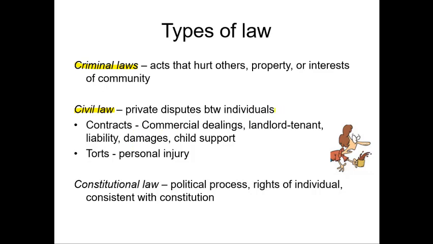Civil law is looking at private disputes between individuals, where somebody has felt that there's been some sort of wrongdoing to them that's not necessarily a criminal act, or that bodily harm has been inflicted, but that somebody did not own up to their end of the bargain, or somebody did me wrong. So we have two basic types of civil law, and those are contracts, where we make an agreement: commercial dealings, landlord-tenant, lease agreements, liability, where people are responsible for damages, things like child support. So if you sign a contract and somebody does not hold up their end of the bargain, it could go to court, and that's civil law.